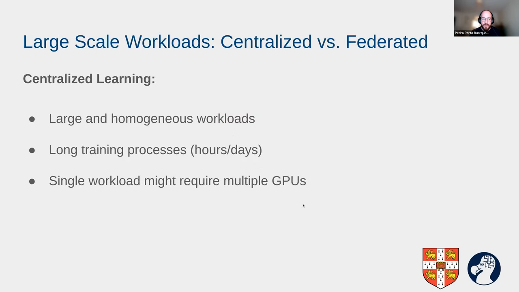Now, if we see this process as a general machine learning workload, we might be biased towards some requirements, some characteristics that are actually from centralized training, centralized learning. And when we look into centralized learning, we see that usually you have large and homogeneous workloads. If you think about large language models, you usually have very large workloads that have to be distributed over multiple GPUs, and the training process of running those large models, of training very heavy workloads, probably runs across days and even weeks, depending on the model.